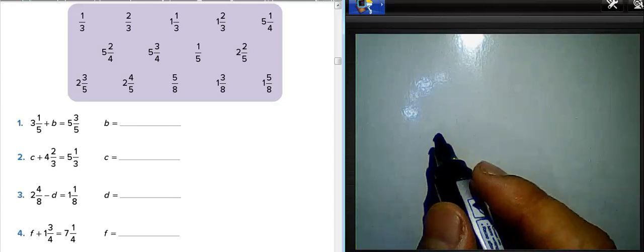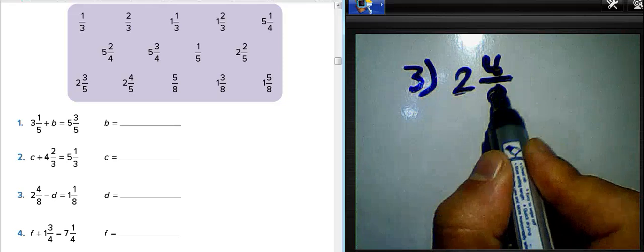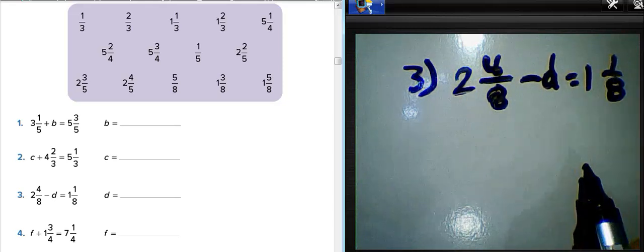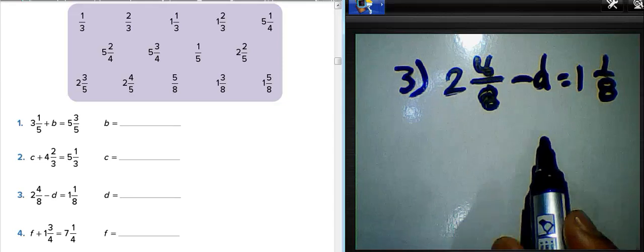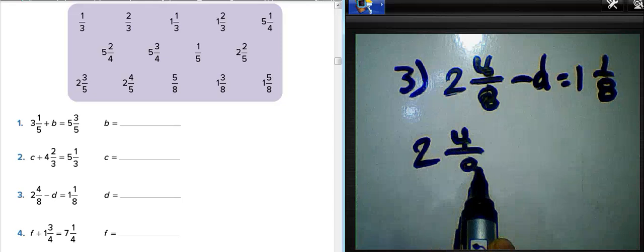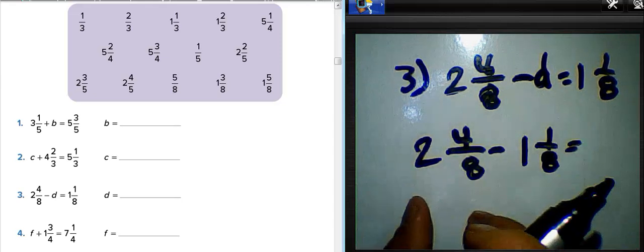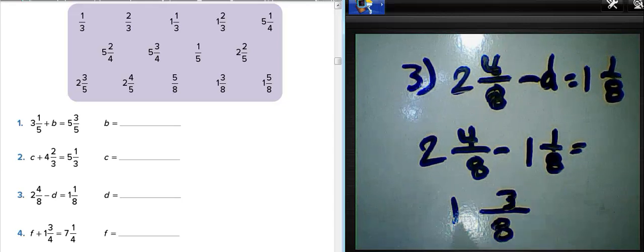Okay. Question number 3 here. 2 and 4 over 8 subtract d equals 1 and 1 over 8. We can find the difference between them. Okay, it's very easy. Why? Because we can find the difference between 2 and 4 over 8 and 1 and 1 over 8. 2 minus 1 equals 1. And write the denominator 8. 4 minus 1 equals 3. So the result will be 1 and 3 over 8.